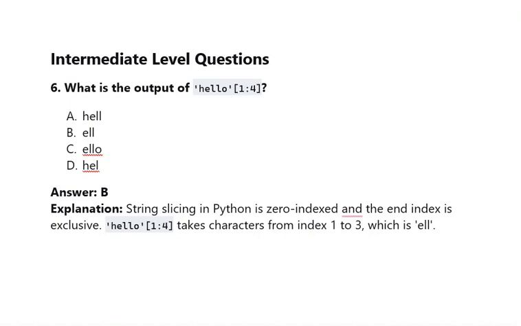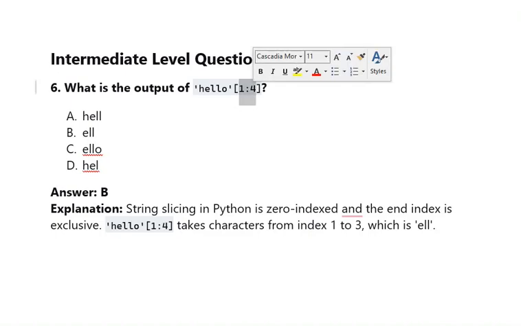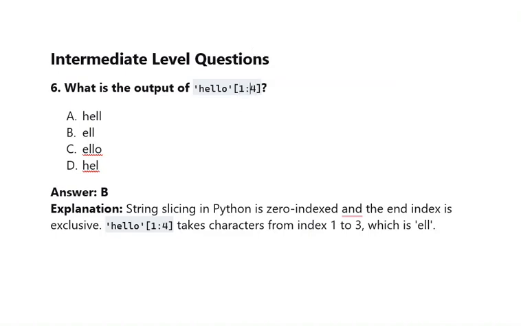What is the output of hello[1:4]? That means index 0, 1, 2, 3, 4. So not 4. So 1 to 4 means 1, 2 and 3. That means ELL.